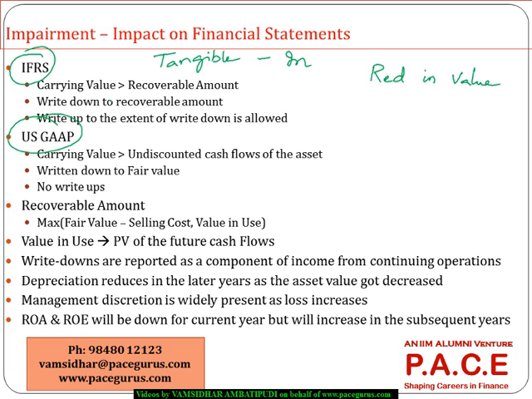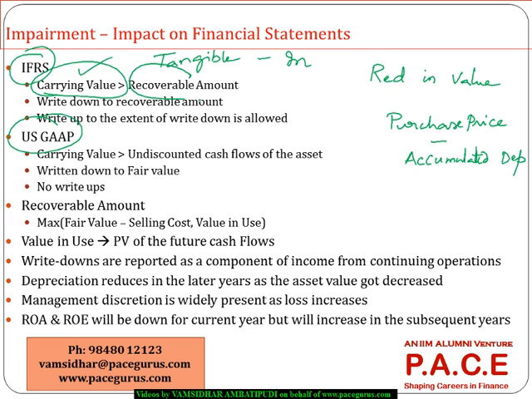And when I am talking about impairment, the first thing I am checking is, for GAAP versus IFRS, there is a difference in what I mean by impairment. If the carrying value of the asset, and what is the carrying value here? Whatever is the original purchase price minus accumulated depreciation, whatever has been depreciated to date. So whatever is left is what I call the carrying value. So if the carrying value on the books is greater than the recoverable amount.